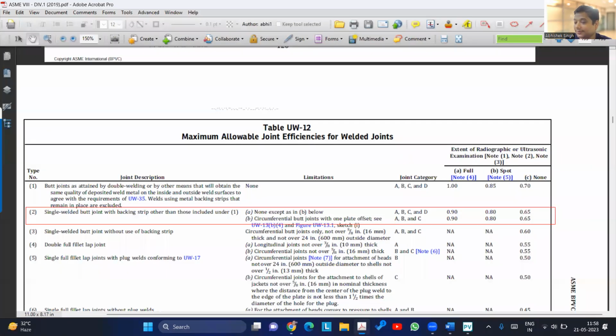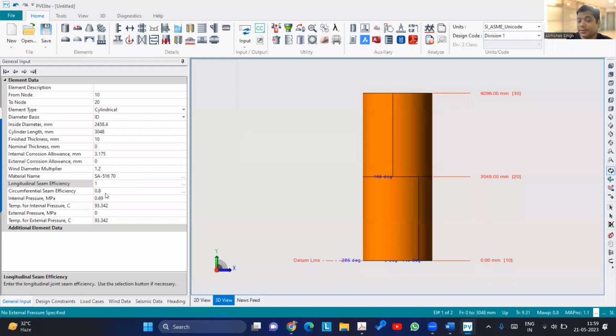Yes, sir. Somewhere in the question I got during preparation. No, you should be very careful while referring. So the code is only one. If type 2 means the backing strip remains in place, then it is type 2. And if you're doing spot radiography, then the joint efficiency will be 0.8, which is as per code. So that is what will be valid. But now if you see here, if I take 0.8, then also there is no change in the thickness required.